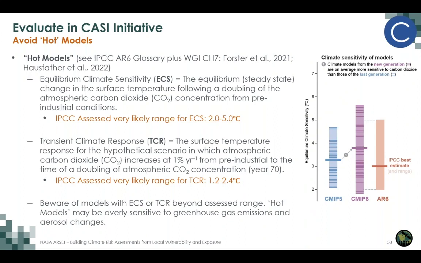But even more importantly, what we do is we filter this by the Intergovernmental Panel on Climate Change assessment of what the very likely range for equilibrium climate sensitivity should be. And that ranges between 2 and 5 degrees Celsius. This represents uncertainty in the physical climate system that is captured by this range across the climate models.